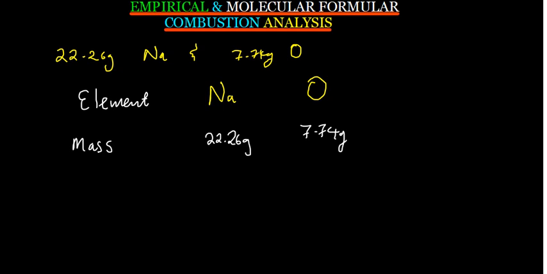The next thing that we need to find are the number of moles. And we know number of moles is mass over molar mass. So the molar mass of sodium, checking from the periodic table, is 23. So it's going to be 22.26 divided by 23.